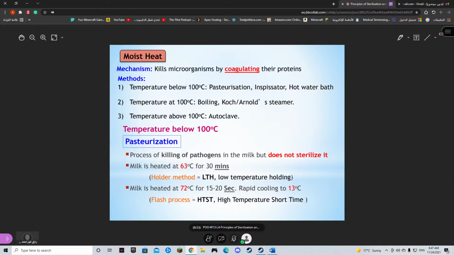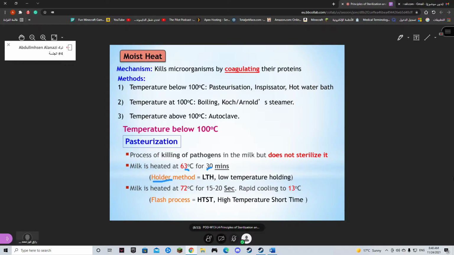We have two methods: the Holder method and the flash method. The name Holder suggests something is holding; your temperature is being held. It is very easy to memorize: 30 minutes, and 63 degrees. You put the milk in the apparatus for 30 minutes at a temperature of 63 degrees.